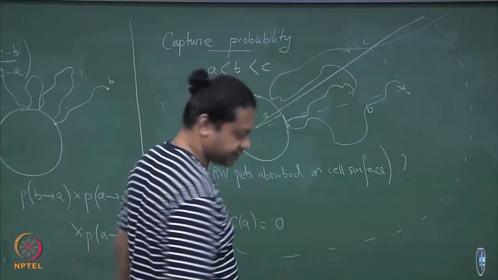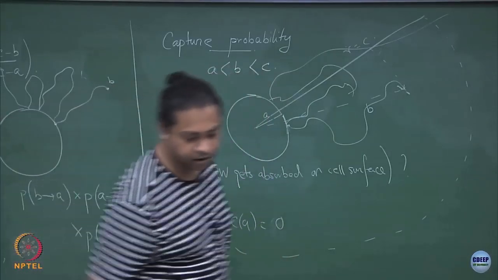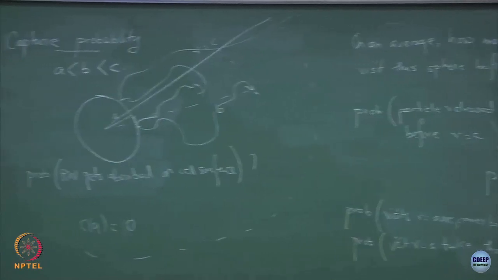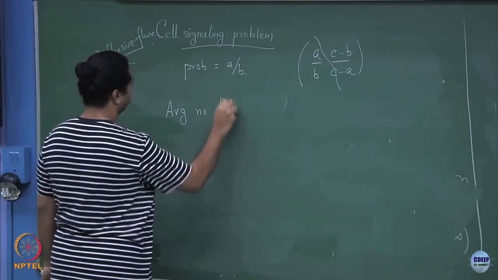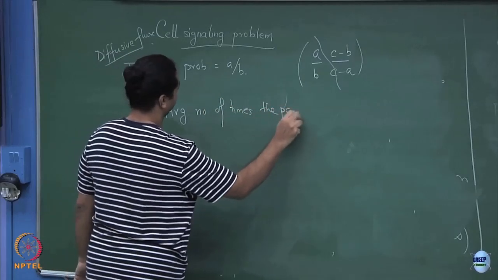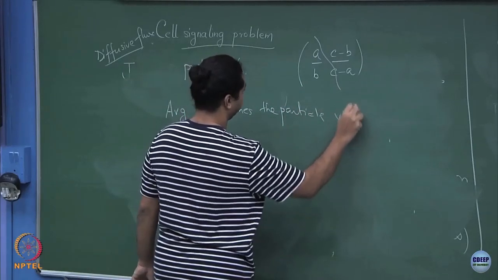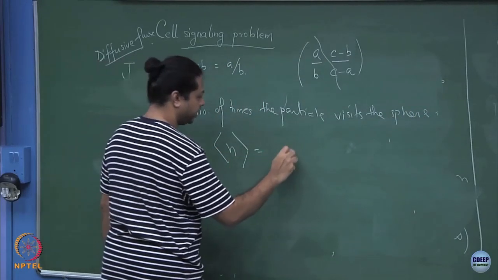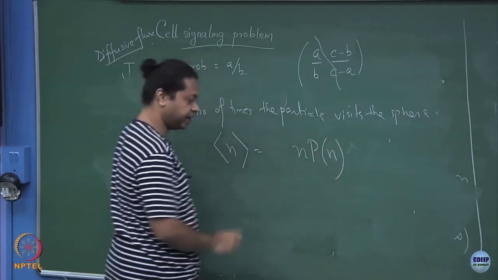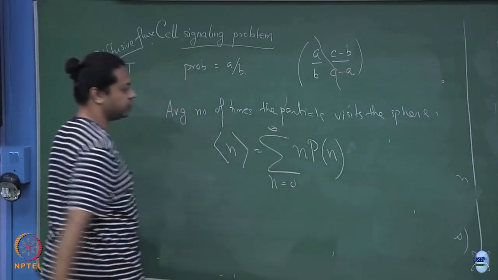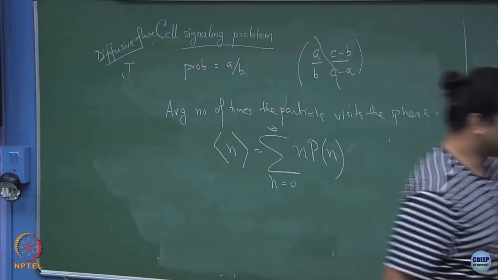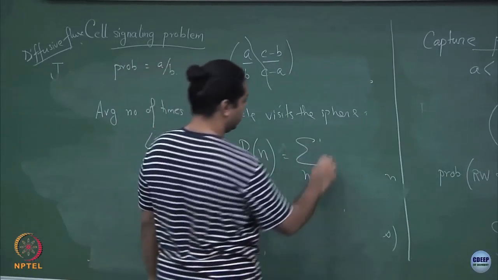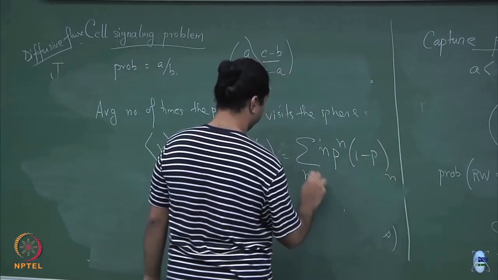So, once I have done this, I can ask: what is the average number of times that this particle visits the sphere? So, this average n is going to be n times the probability that it visits n times, summed over all n, n equal to 0 to infinity. What we have written down using this approximation is this p of n. So, this is nothing but the sum of n p to the power of n times 1 minus p, n equal to 0 to infinity.